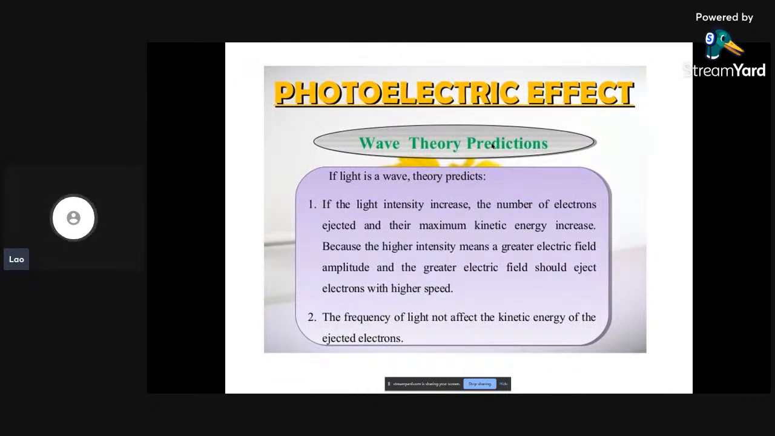So, wave theory prediction. Kung wave daw siya, if the light's intensity increases, the number of electrons ejected and their maximum kinetic energy increase. Because the higher intensity means a greater electric field amplitude, and the greater electric field should eject electrons with higher speed. So, the frequency of light does not affect the kinetic energy of ejected electrons. Ito dito sa wave theory prediction.